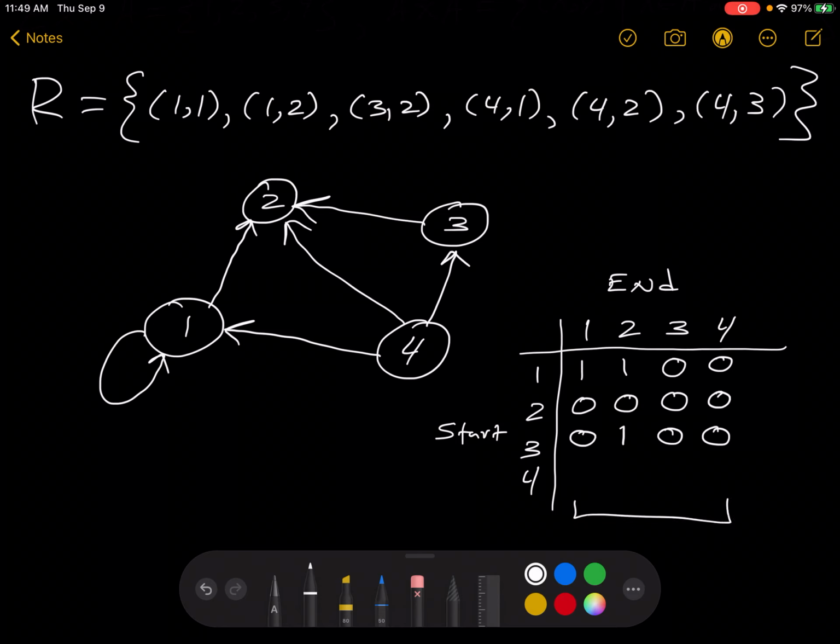Now this row. Is there an edge that starts at 4 and ends at 1? Yes. Is there an edge that starts at 4 and ends at 2? Yes. Is there an edge that starts at 4 and ends at 3? Yes. Is there an edge that starts at 4 and ends at 4? No.